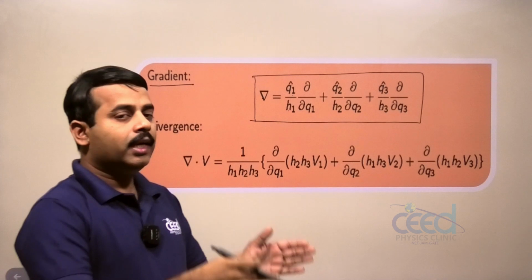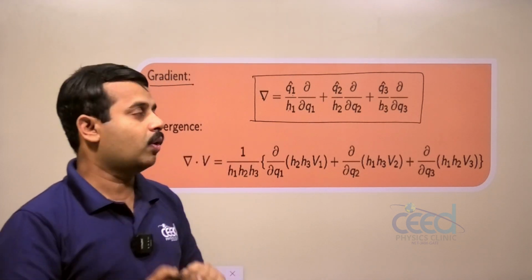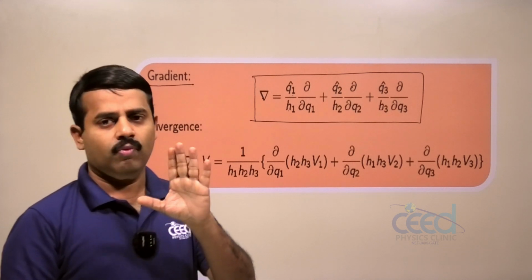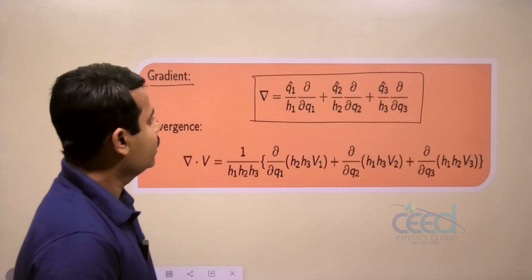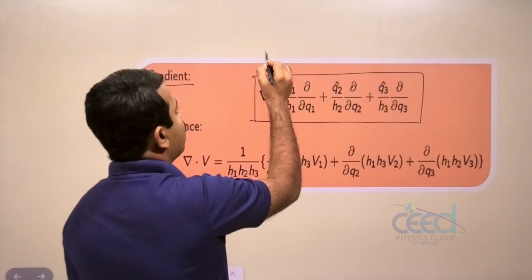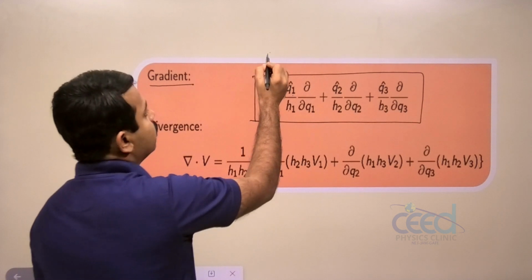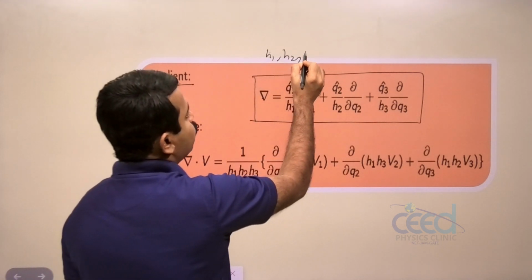Now, if you find the gradient in cylindrical polar coordinate system, what do you do? In spherical polar coordinate system, what do you do? First you should understand, for spherical polar coordinate system I do first: h1, h2, h3.